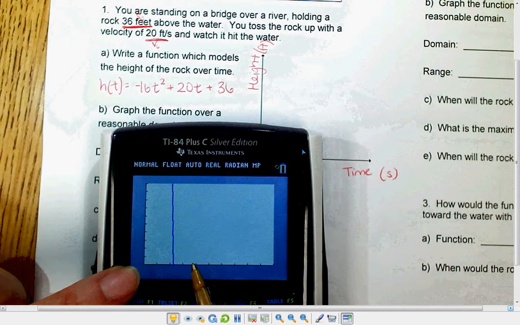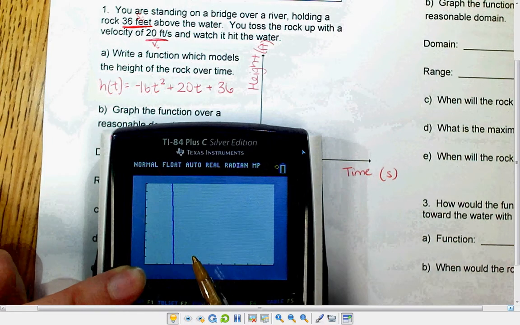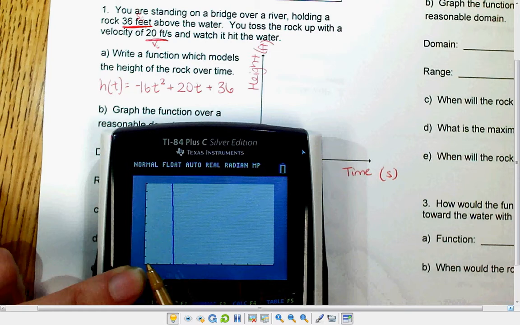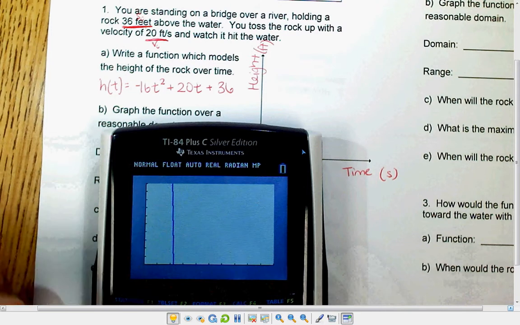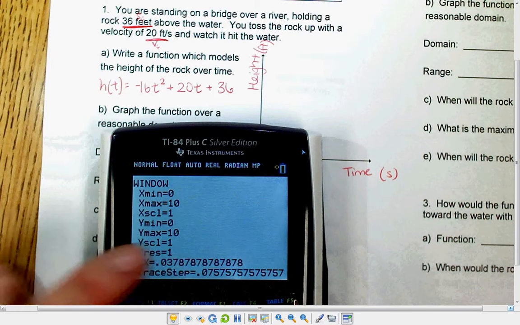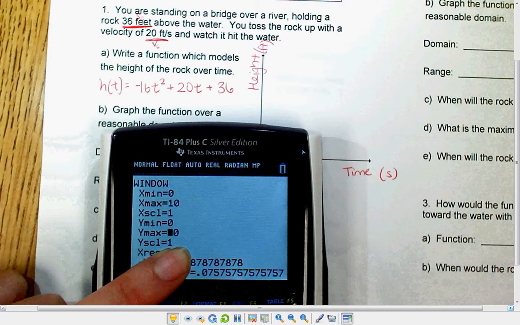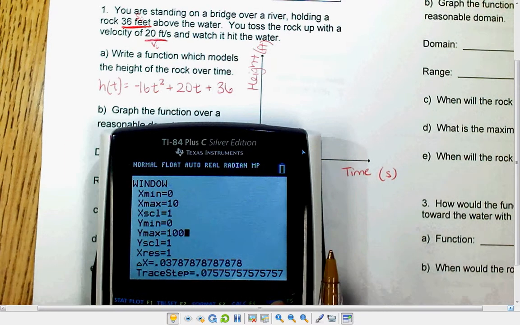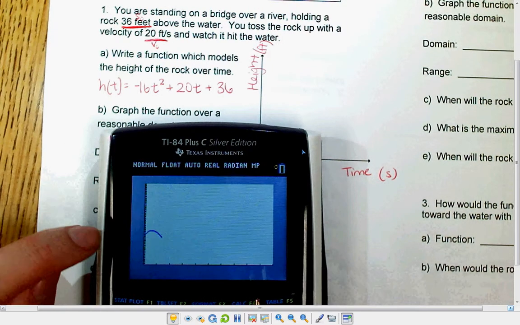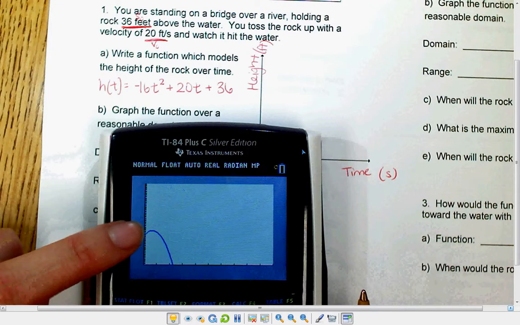So right now, as you can tell, we can see the bottom part of this parabola. So our x's are good, but we need to increase our y. So let's go back to window and increase our y. So we're only changing the y max. We're going to add a 0 and make this 100. And then now we can see the entire function.